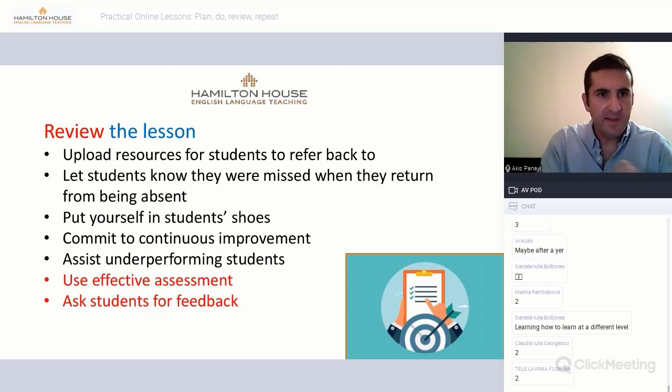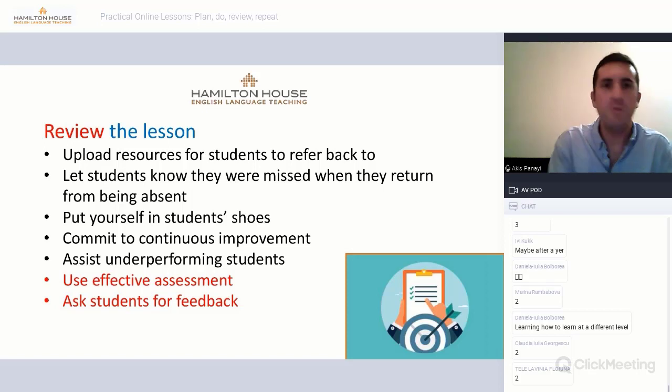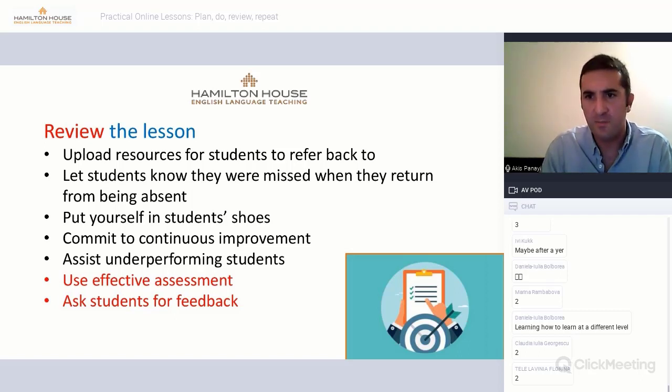Now, reviewing the lesson means that we should always upload resources for students to refer back to. Very important to do that. Very important not to forget to do that. Upload everything that we have done in the lesson, everything that we have covered, all the pages, PowerPoint presentations that we've used, links, everything.